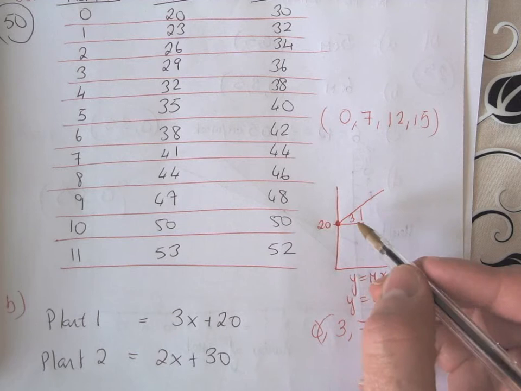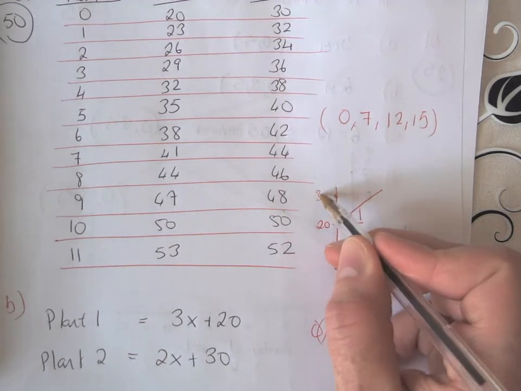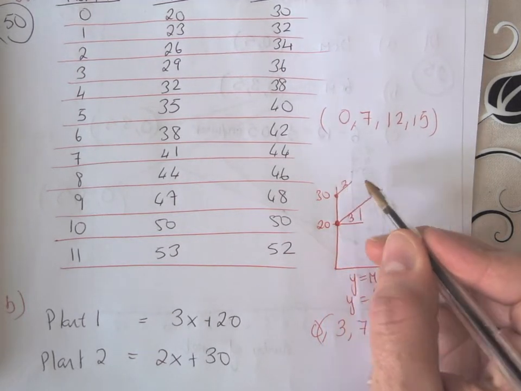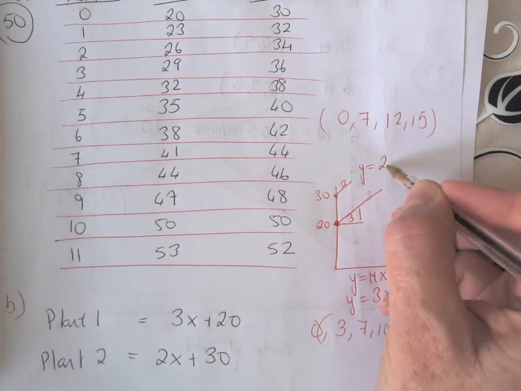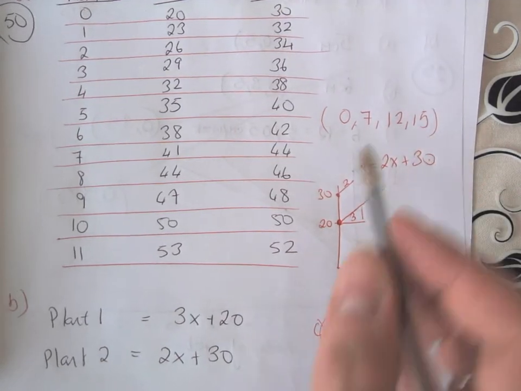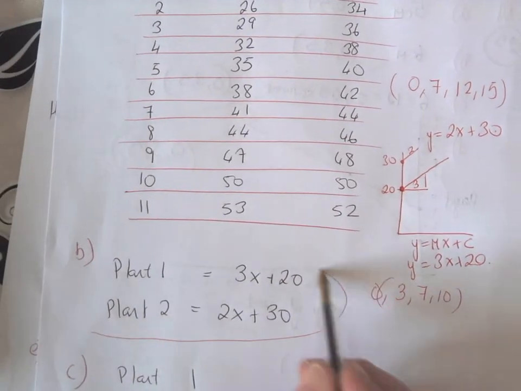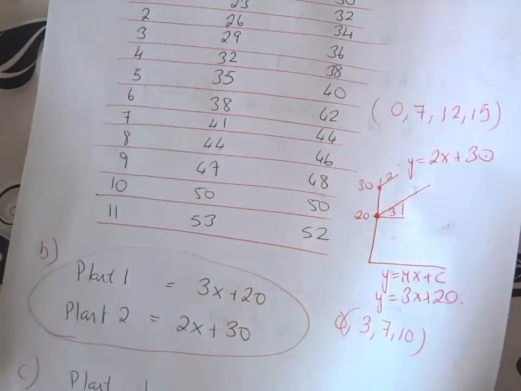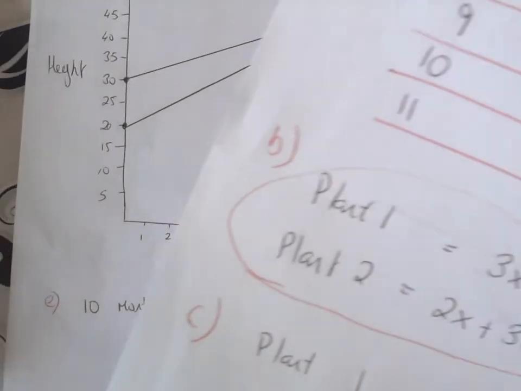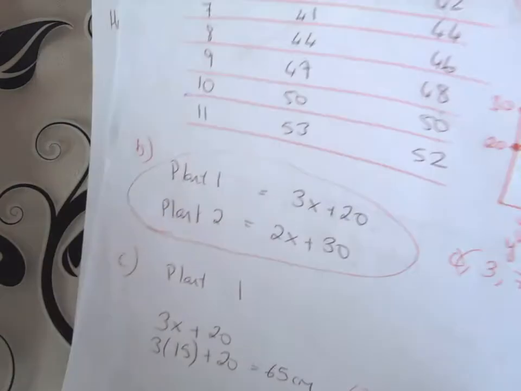And similarly for the one that starts at 30 and it's going up in 2, y equals 2x plus 30 is your other formula. So if you didn't get these, your graph would have been able to do it for you, which you do later on, so you could have come back to it. Alright.